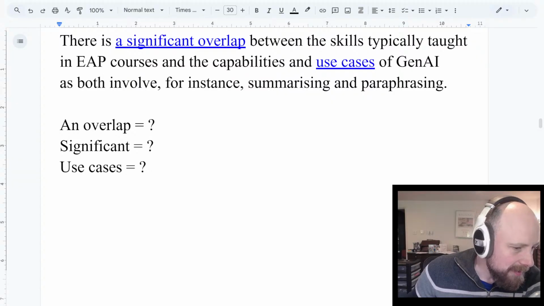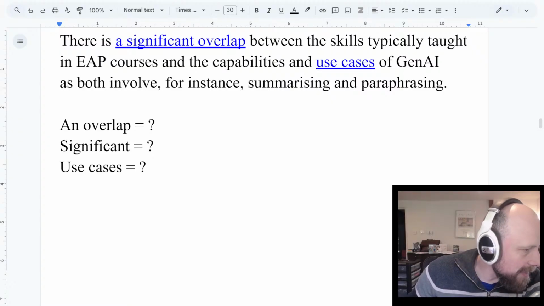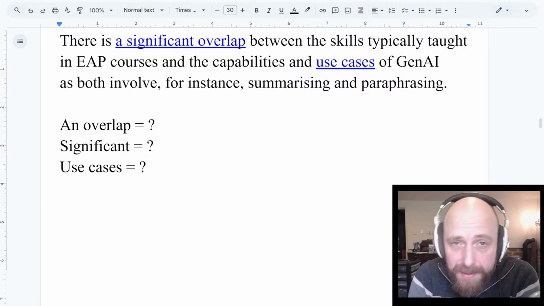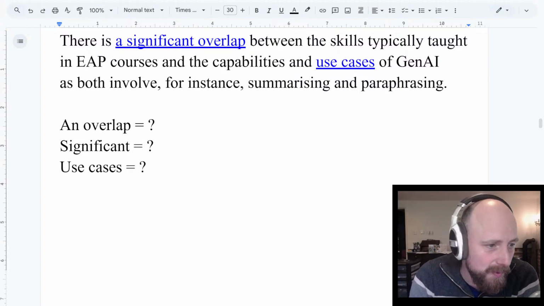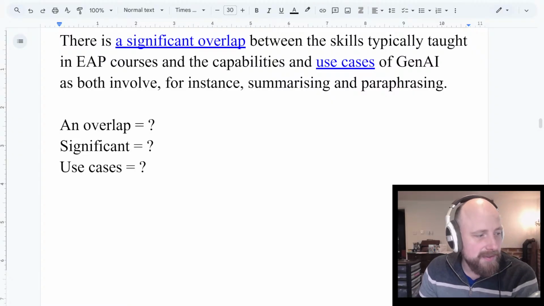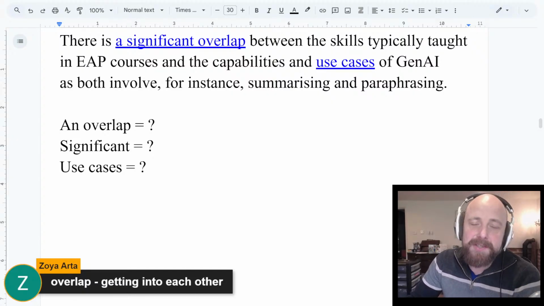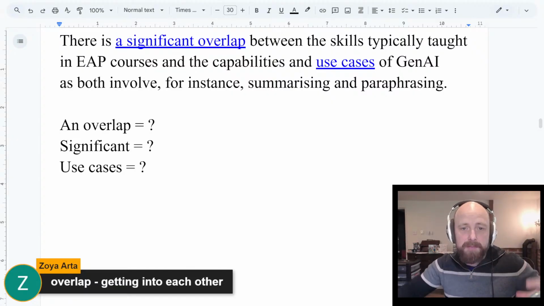Julia's going for an overlap as a conflict. I don't think that's quite right, Julia. In some contexts, an overlap might be a negative thing, like a conflict. But here, I don't think that's the point. Yeah, Sleepwalker is going for a similar idea to Julia, saying that an overlap means a difficulty in mixing together. But actually, I think Zoya has the best one here. An overlap is like getting into each other. So an overlap just means commonality, a common area.